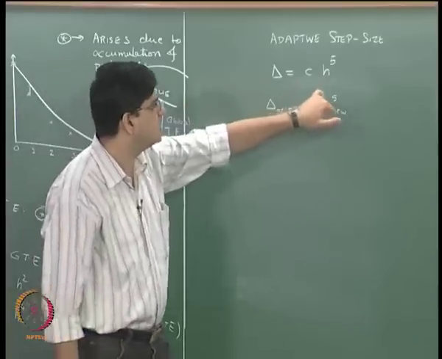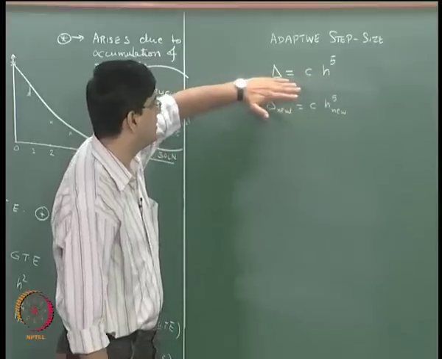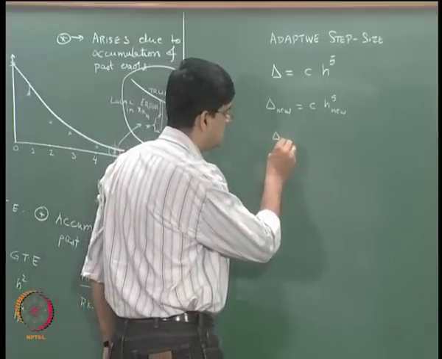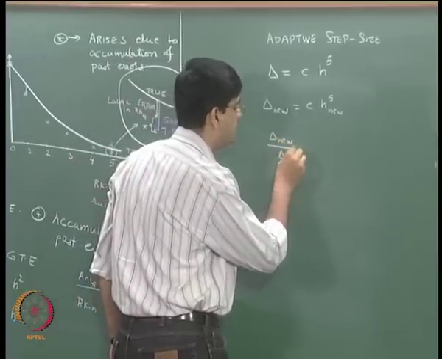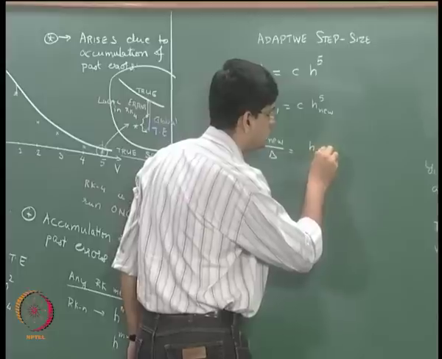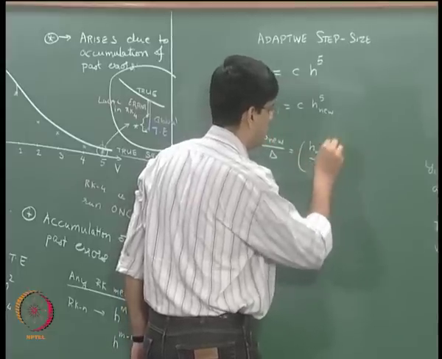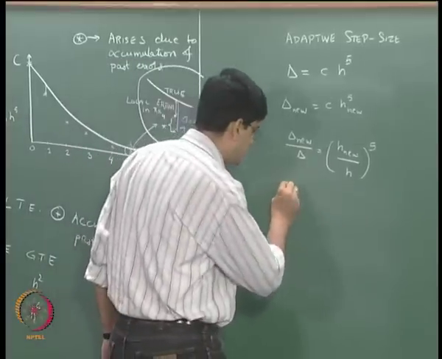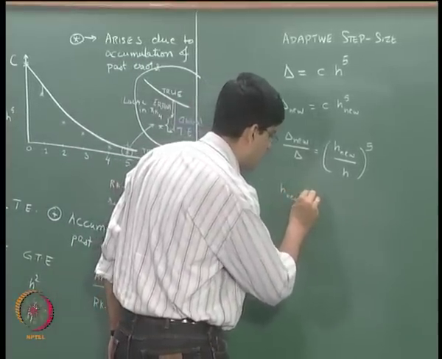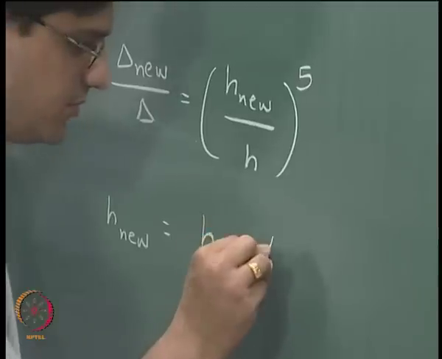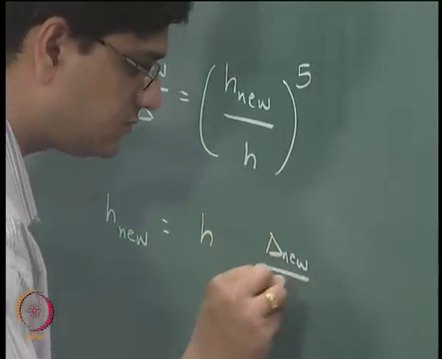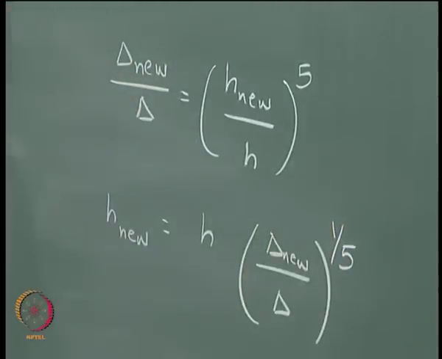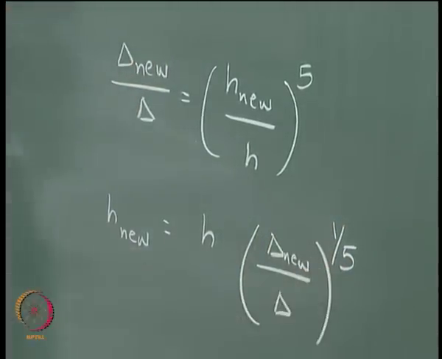Now we can divide this equation by this equation, and what we get is delta nu divided by delta is equal to (h nu divided by h) to the power 5. We can rearrange this and write h nu equal to h multiplied by (delta nu divided by delta) to the power 1 by 5.